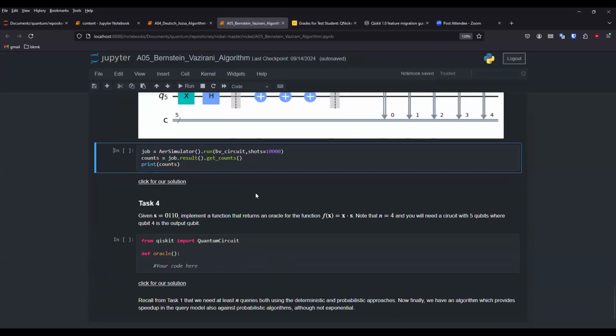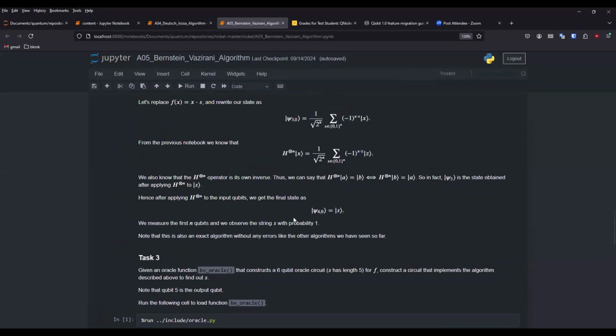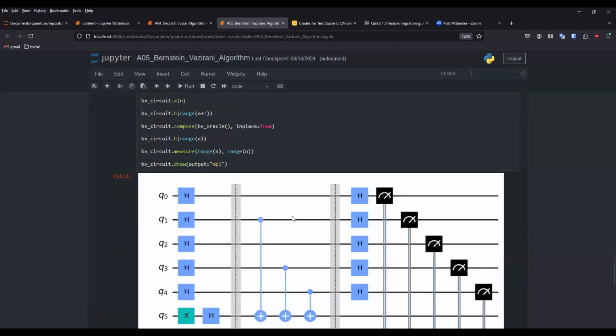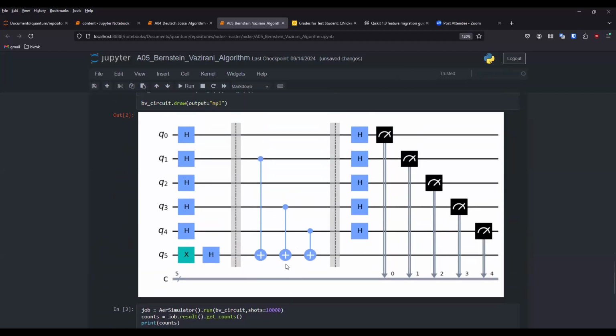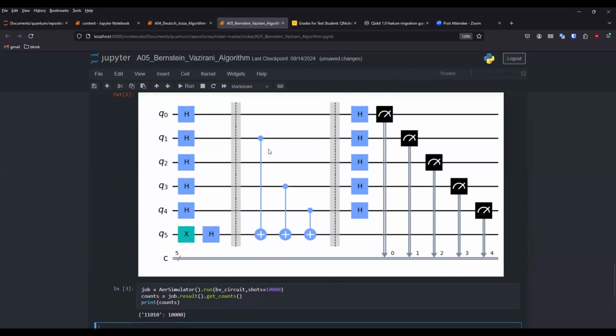What do we have? A very similar structure in terms of the oracle, but now we're using more CNOTs. All right, and let's see what we get. Our secret string is 11010. And I think it will be correct in that case. I hope you got something similar.